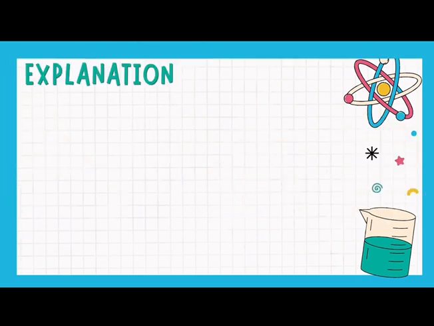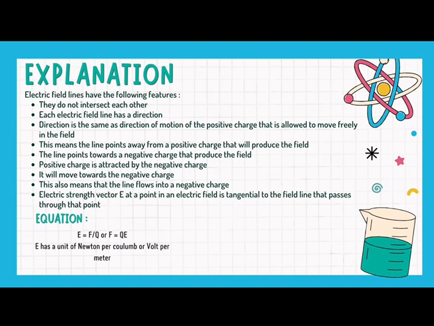So electric field lines have the following features. They do not intersect each other. Each electric field line has a direction. The direction is the same as the direction of motion of a positive charge that is allowed to move freely in the field. This means the line points away from a positive charge that produces the field. The line points toward a negative charge that produces the field. So the positive charge is attracted by the negative charge. It will move towards the negative charge, and this also means that the line flows into a negative charge.